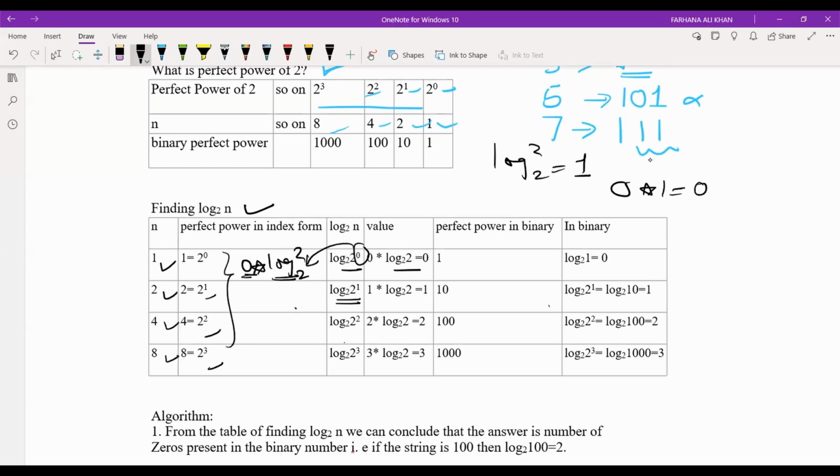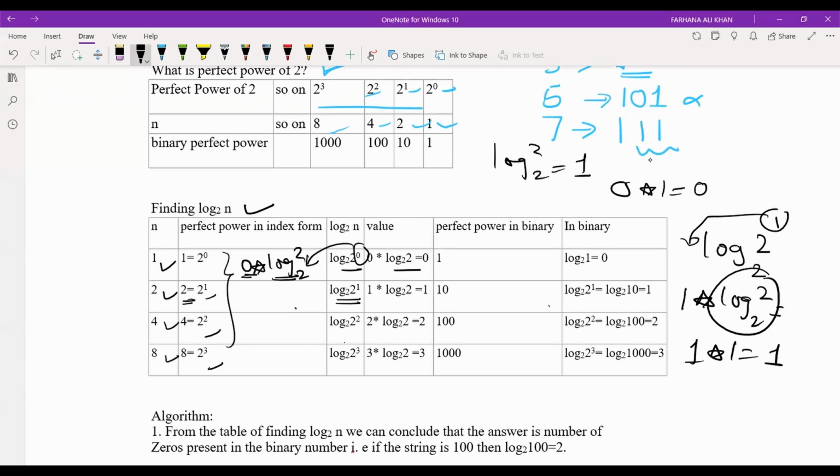Now for the second one, for finding the value of 2, that is 2 raised to 1, what will be the answer? It will be log of 2 to the power 1 and base 2. So this will be shifted here and we'll get 1 into log of 2 to the base 2. And we know the value of log 2 to the base 2 is 1. So 1 into 1 will be 1. So here we got the answer as 1. For 2 to the power 2, it will be log of 2 to the power 2. So 2 will be shifted here into log of 2 to the base 2. So 2 into 1, the answer will be 2.